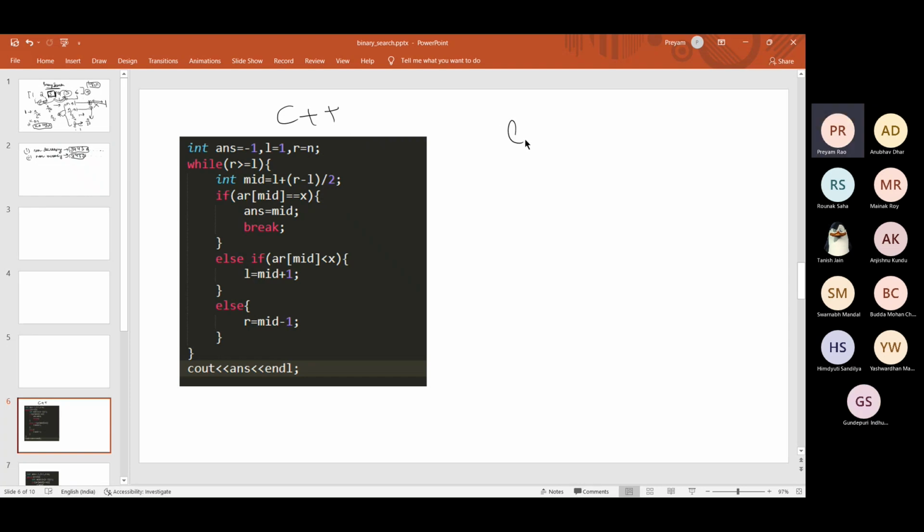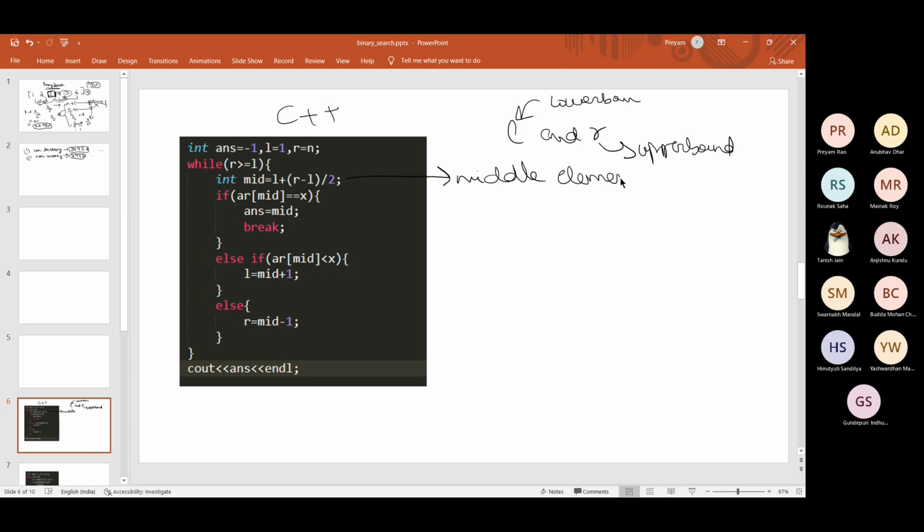In this we have two elements, L and R. This is the lower bound. This is the upper bound. Then this is the middle element. We'll check, and we are looking for X. This would be L, this would be R, and somewhere over here we would have mid.